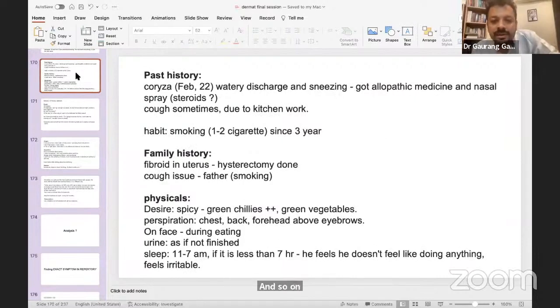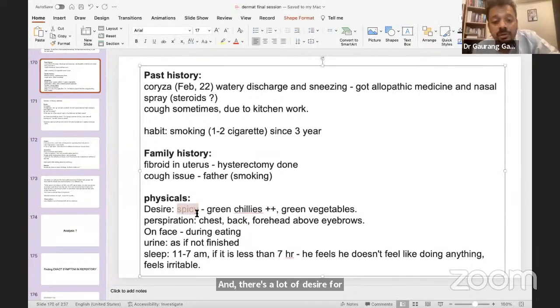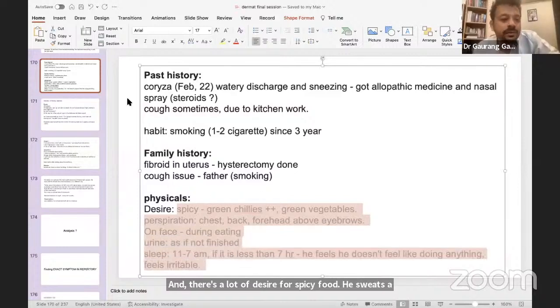This is where we try to understand the case history. There was a history of frequent coryza for which he took a lot of steroids in the past. And there's a lot of desire for spicy food. He sweats a lot generally when he eats warm food. His sleep is quite infrequent.